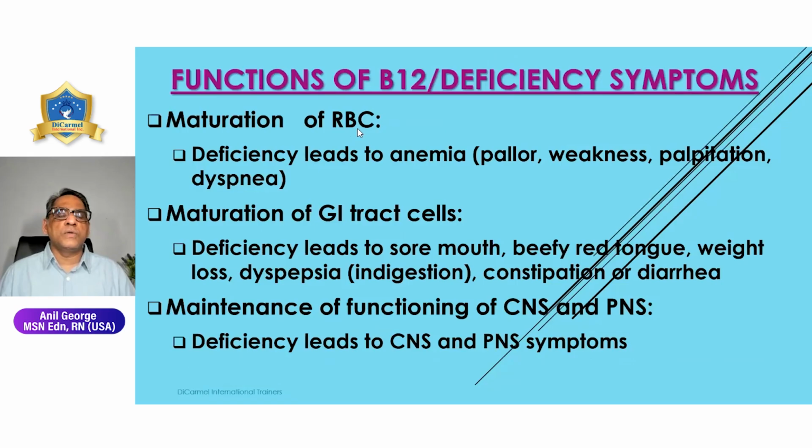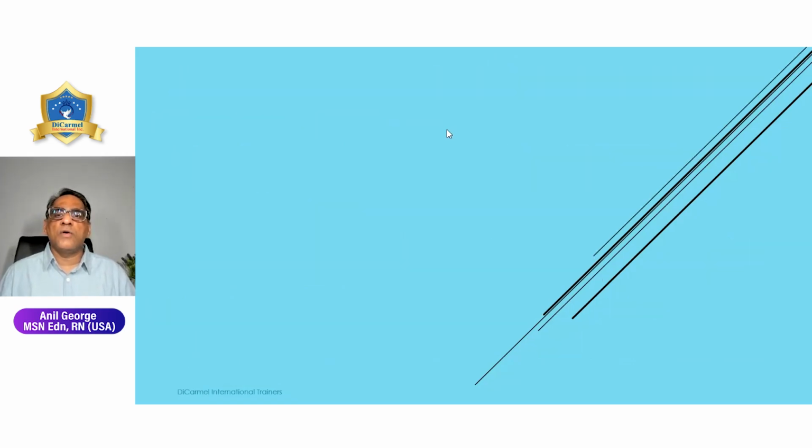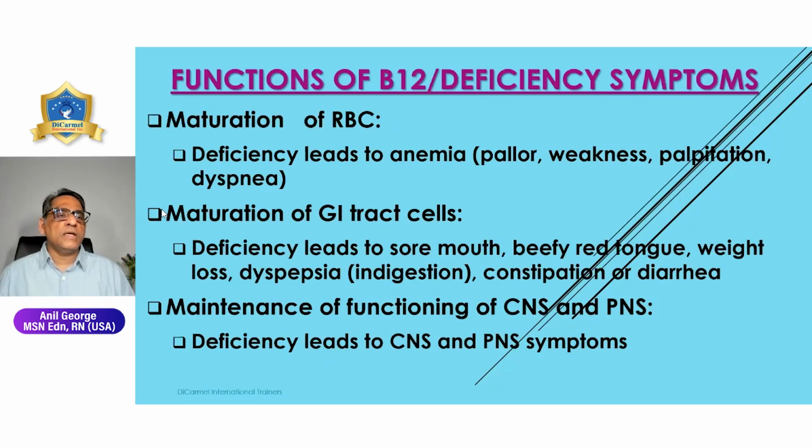Now, looking into the function of B12. When we talk about B12 deficiency, definitely we're talking about B12 deficiency anemia. That is one of the main involvements of B12 deficiency, but don't think that is the only function of B12. It also has other significant functions we're going to talk about right here. So it has three classic functions. It has a role in RBC maturation. That's what we're talking about right here.